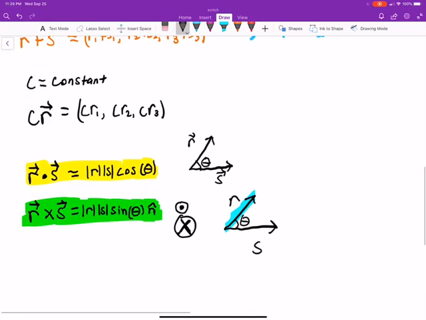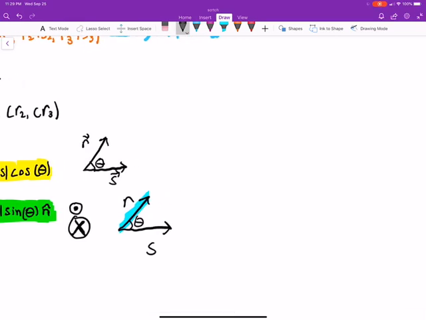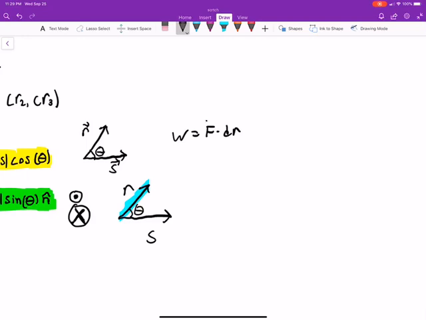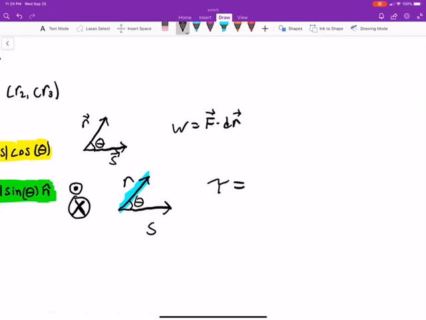Quick example of dot product. We can look at work, right? Because work is force times dr, where these are both vectors. An example for cross product would be torque, right? Because we know torque is R cross F, and all three of these guys are vectors. So it comes up in physics quite a bit.